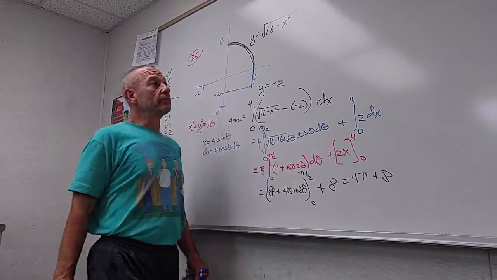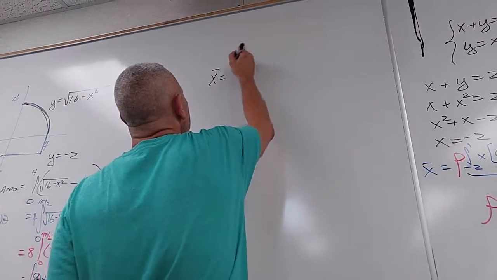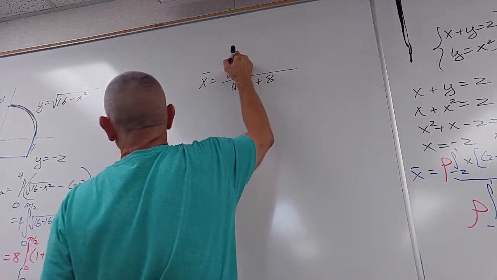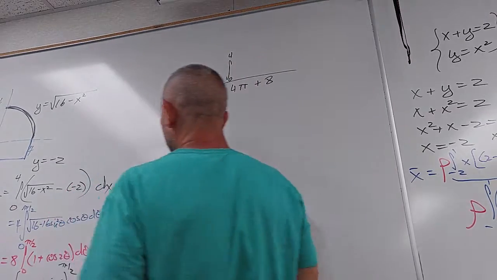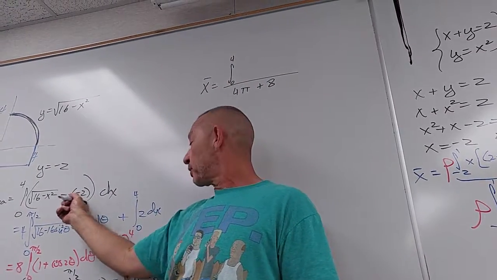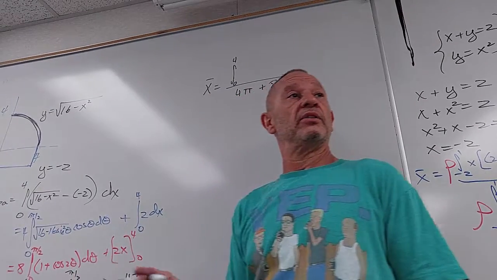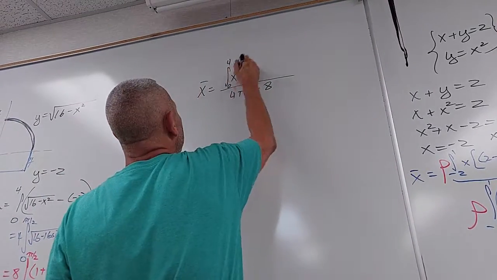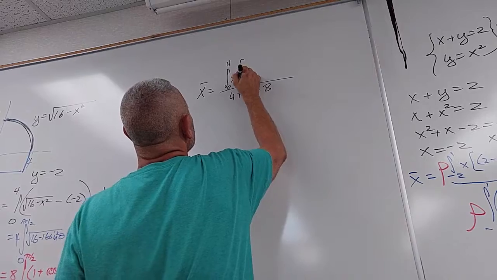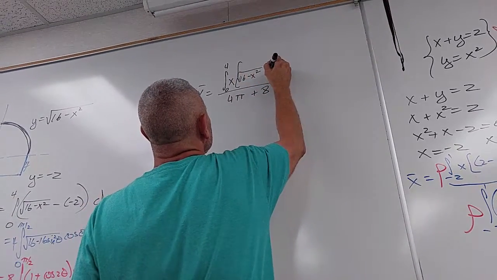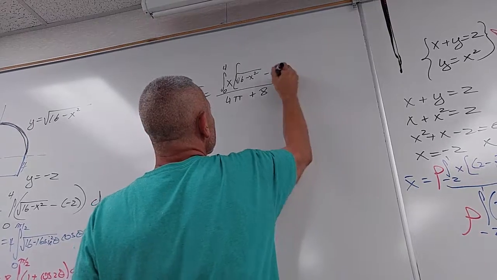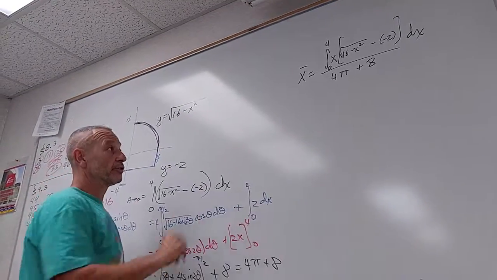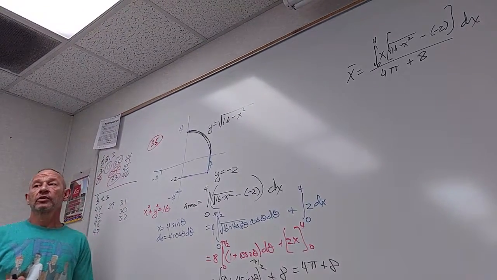And now when we do x bar, we are going to divide by 4 pi plus 8. The numerator is going to be the integral from 0 to 4. And I did not need to really attach the 2 this way because I could have found the area just by finding the area of a rectangle. But notice in this formula, now it's necessary, isn't it? I've got to have x times the function on top, square root 16 minus x squared, minus the function on bottom, which is a minus 2. So now it's important because it turns into a 2x, not a constant 2. Correct?